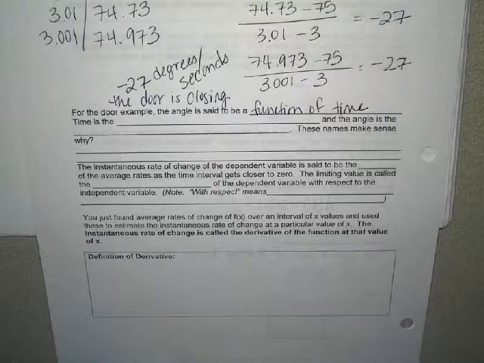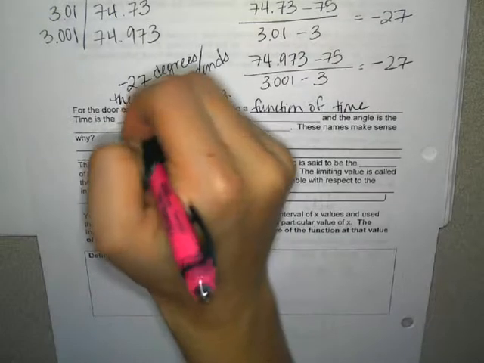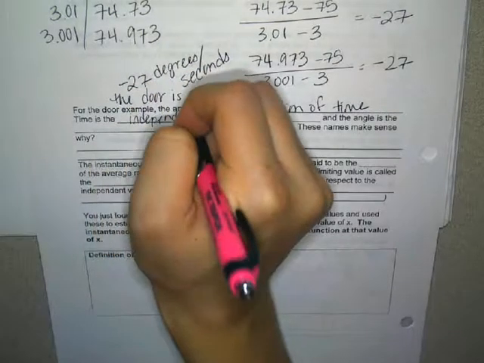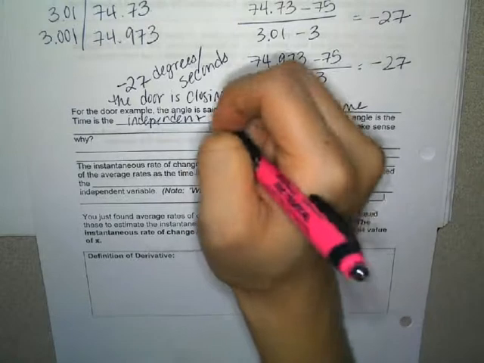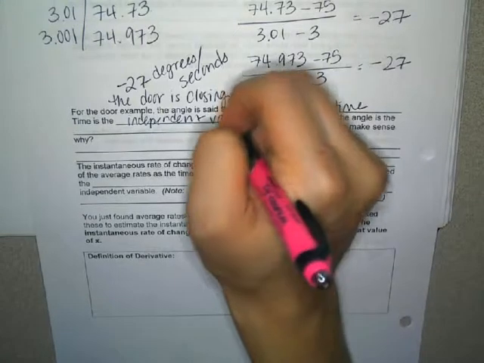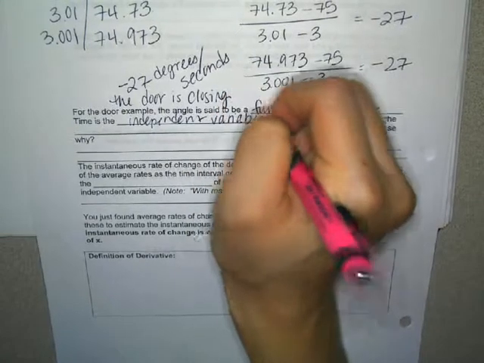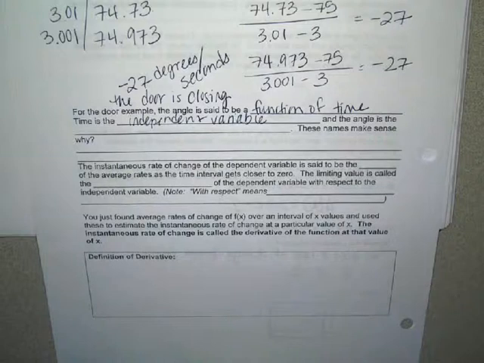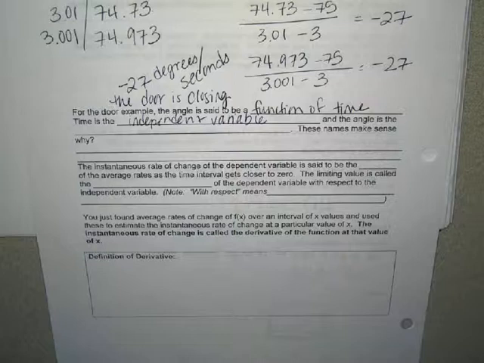Time is always independent of everything because time doesn't care what's going on around it. So time is, I won't say always, but pretty much always your x values or your independent variable. And the angle then would be our dependent.